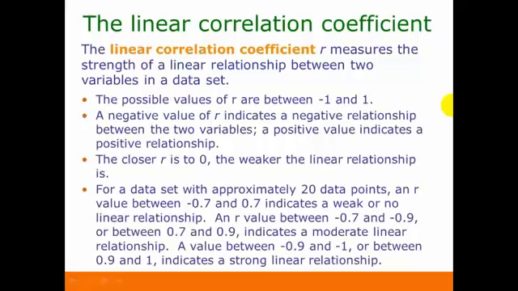To get an idea of how R helps us determine the strength of the relationship, we can look at R values for a data set with approximately 20 data points. For a data set like this, an R value between -0.7 and +0.7 indicates a weak relationship or no linear relationship. An R value between -0.7 and -0.9, or between 0.7 and 0.9, indicates a moderate linear relationship. And a value between -0.9 and -1, or between 0.9 and 1, indicates a strong linear relationship. And again, the closer R is to either -1 or +1, the stronger the relationship is.